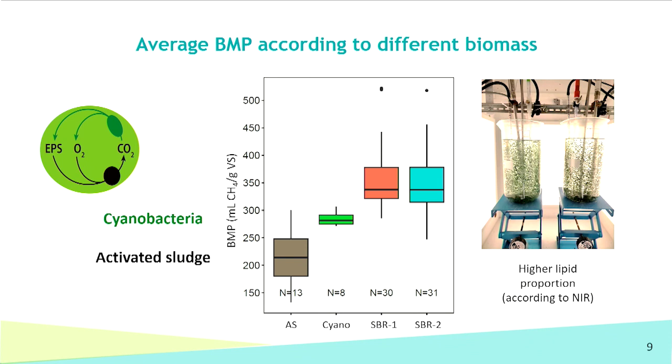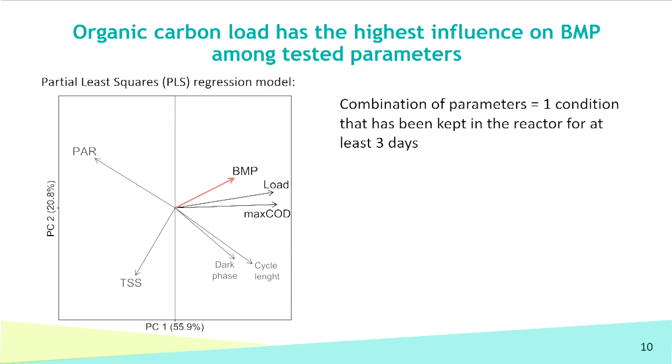Here I also want to remark, as I said, this is the average BMP of the granules of those 400 days of the reactors. So here we cannot see the effect of every parameter, but here we can. Every combination of parameters kept a condition in the reactor for at least 3 days, as the reactor can change quite fast.